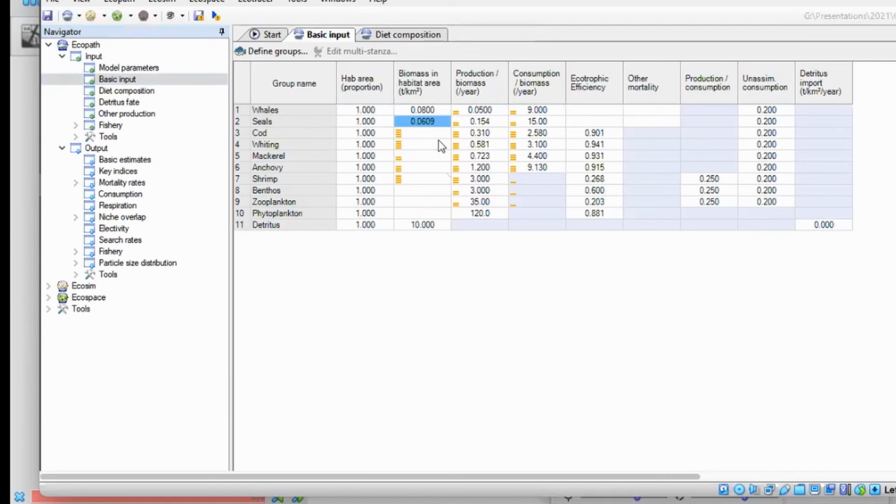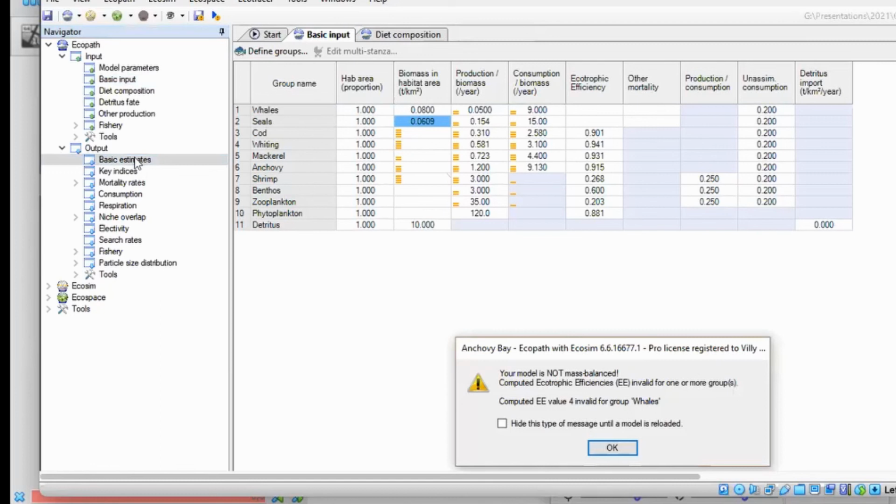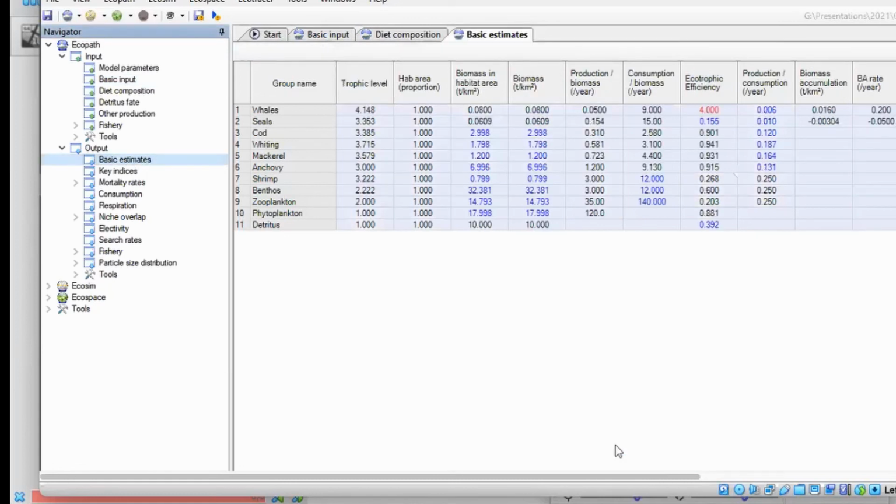And they show up, and when you fix them, oh, now the EE is invalid for whales. So maybe it wasn't an order of 10. I made a mistake here. I went too far. Now ecotrophic efficiency for that group is 4.